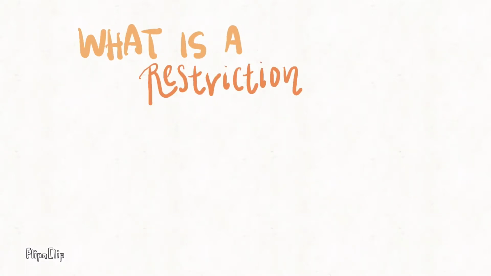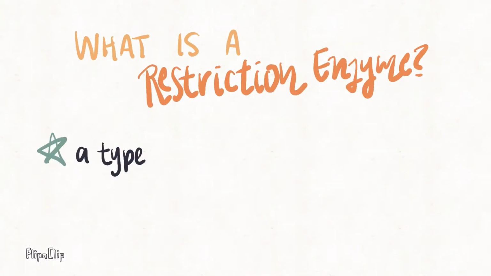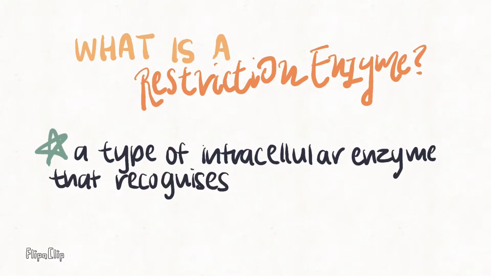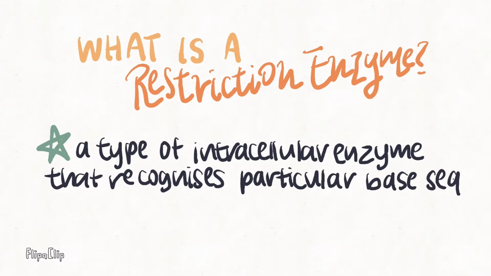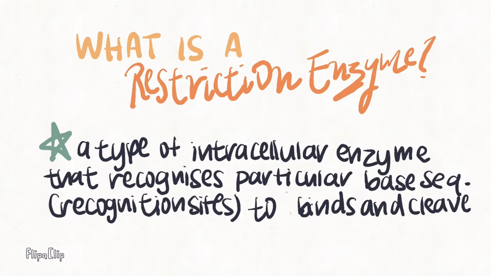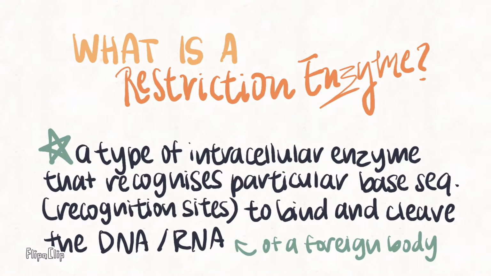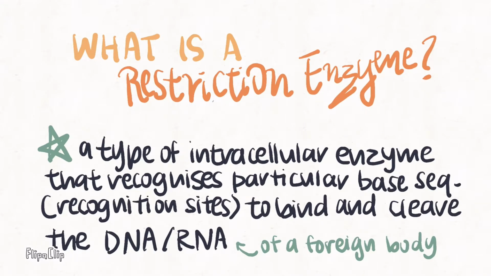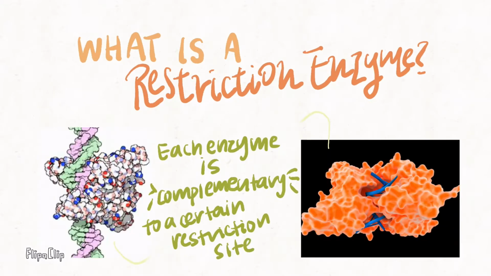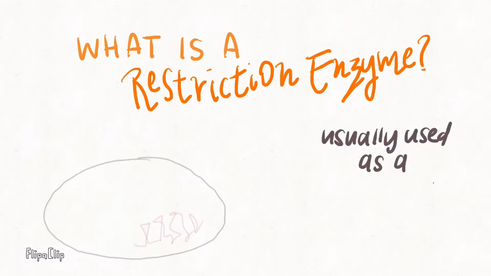So, what is a restriction enzyme? I am very glad you asked. It is a type of intracellular enzyme that recognizes specific base sequences, which in this context can be called recognition sites, to which they bind or cleave to the DNA or RNA, which usually comes from a foreign body. Each restriction enzyme usually has a specific shape to complement the restriction site which they act upon.